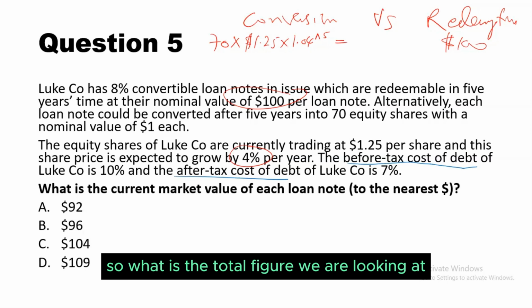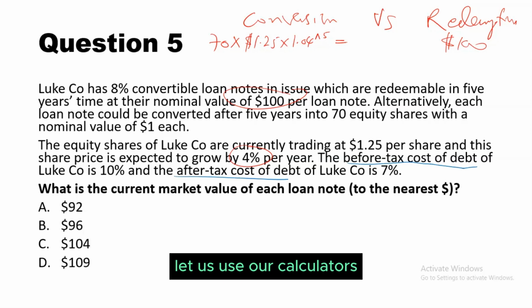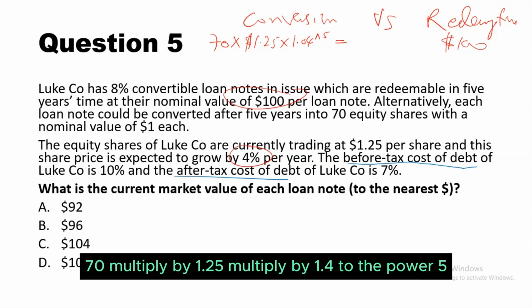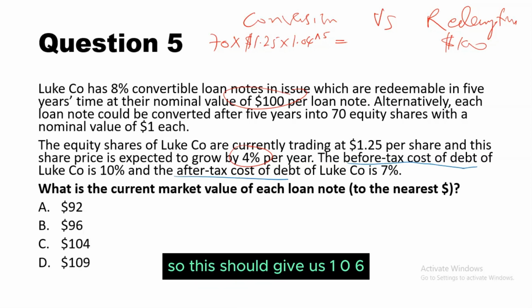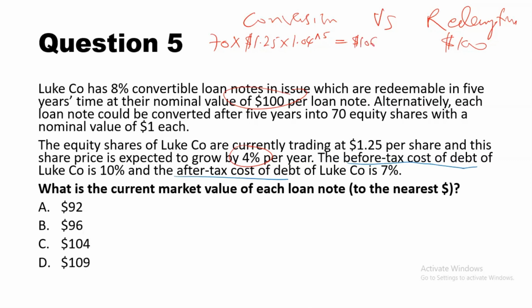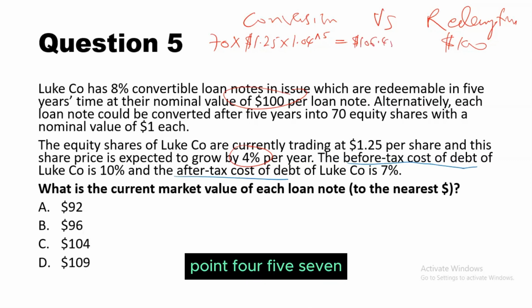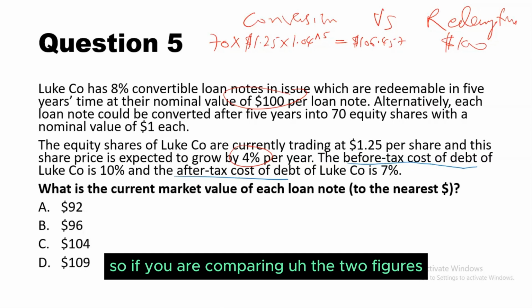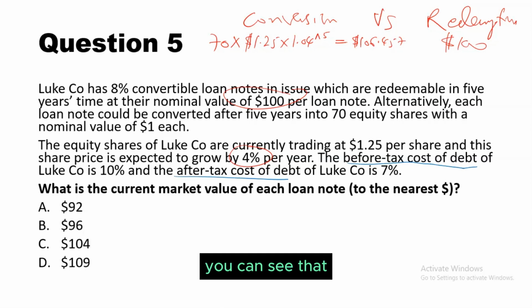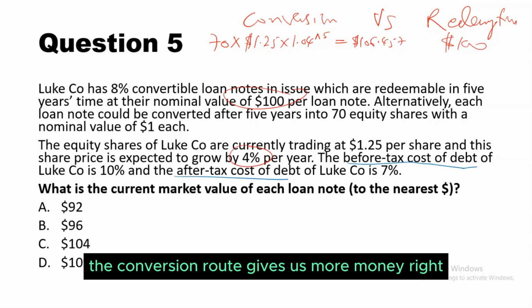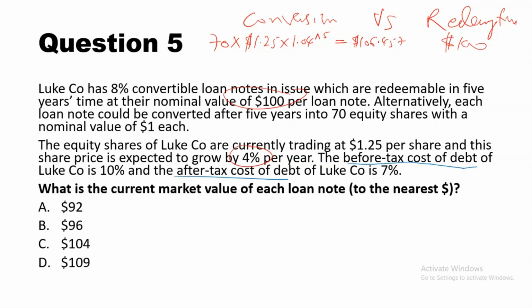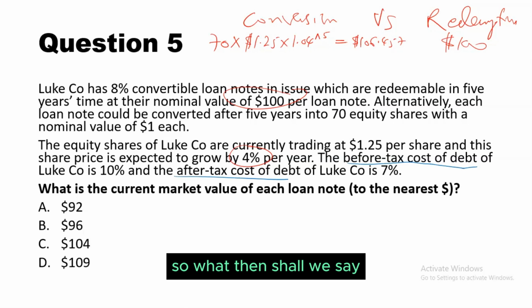So what is the total figure we are looking at? Let us use our calculators. 70 multiplied by 25 multiplied by 1.04 to the power 5. So this should give us 106.457. If you are comparing the two figures, you can see that the conversion route gives us more money. So what then shall we say? We need then to calculate the present value of that option.